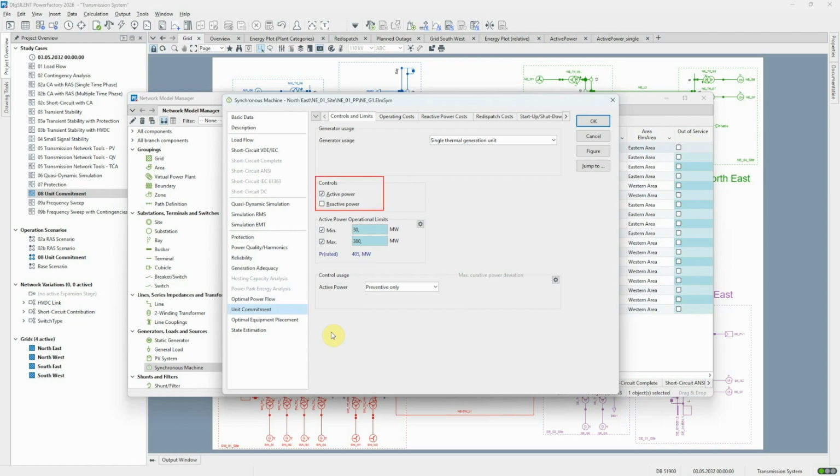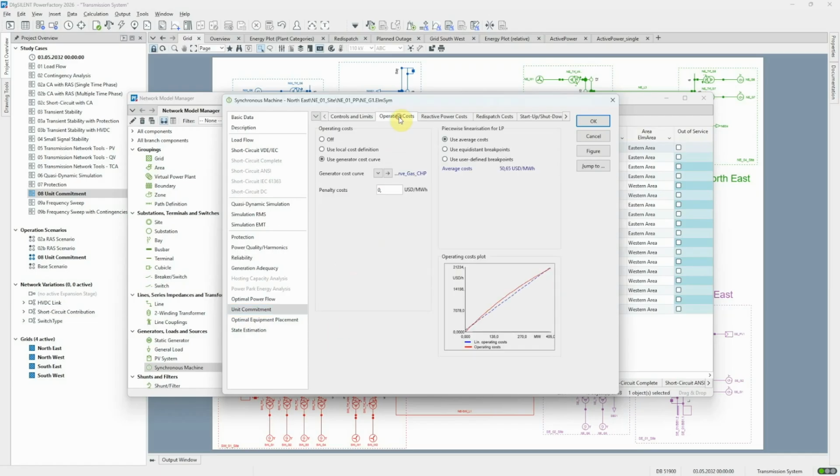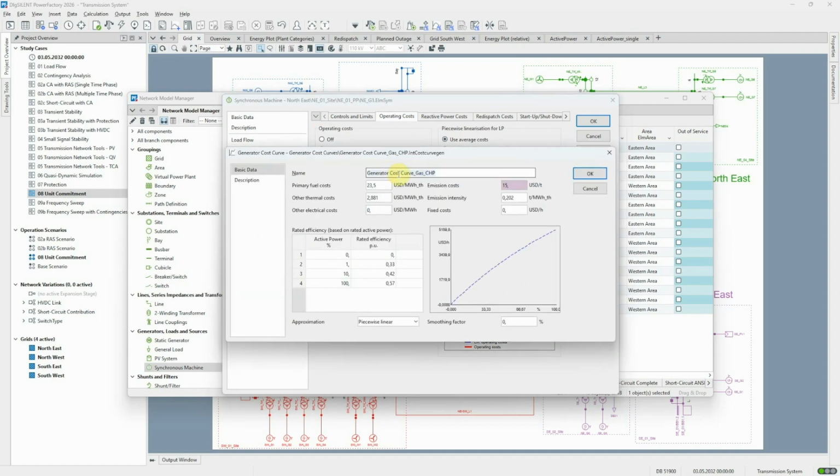Here, the active power is selected as a control variable for the unit commitment. We can see the operational limits and have selected them so that they will be observed during the calculation. On the Operating Costs tab, we can specify the operating costs locally or via separately defined cost curves. In this project, generic cost curves for each fuel type have been used. They're stored in the operational library.